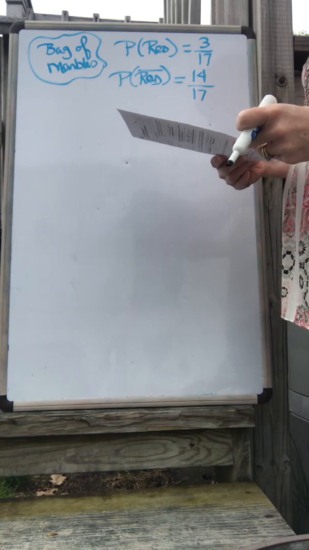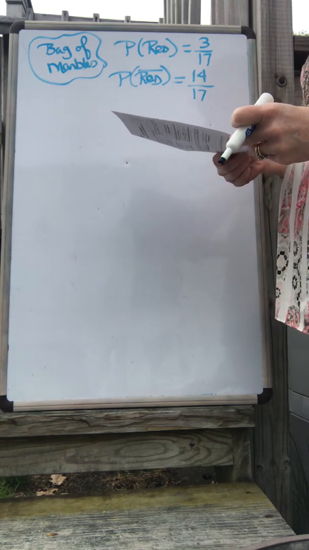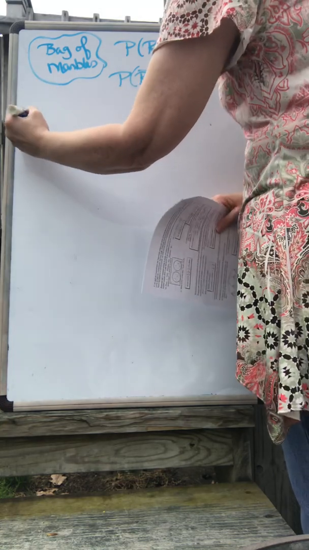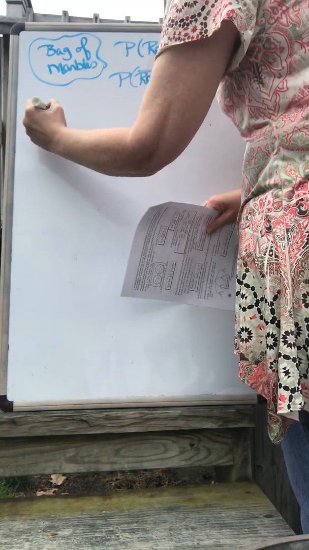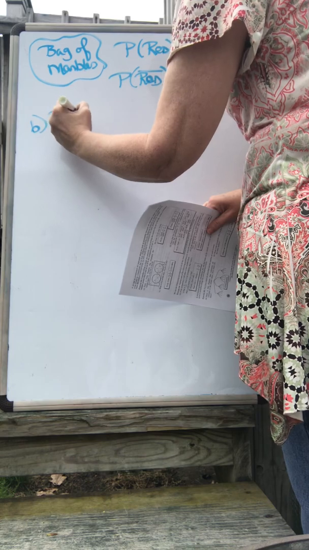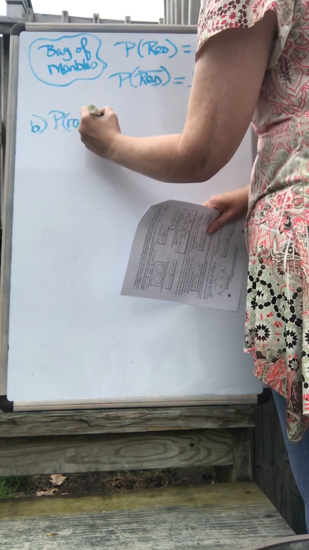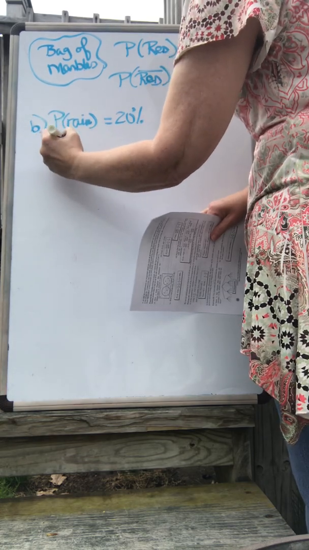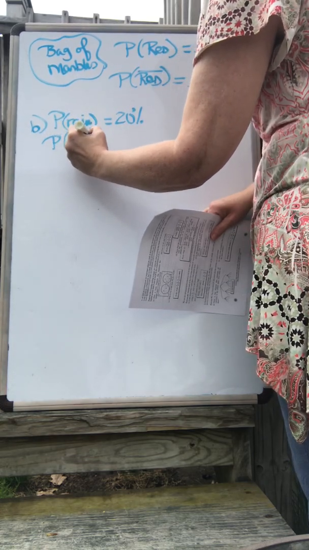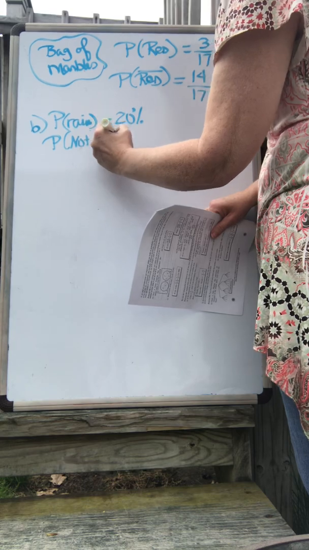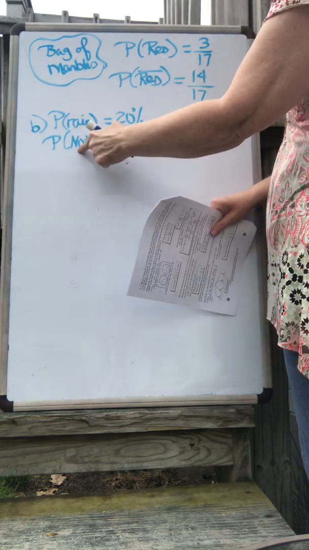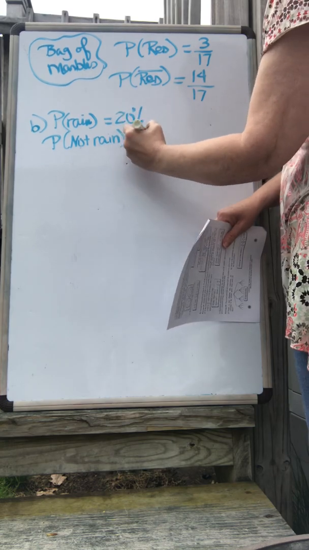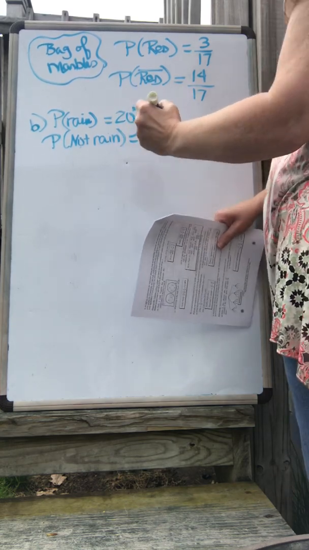And that was it. That's all they wanted for part A. Part B says the probability of rain is 20%. So therefore, the probability that it will not rain, so again, notice I'm using either the not symbol or I'm writing the word not, get used to both of them. 1 minus 20%, 80% chance that it will not rain.